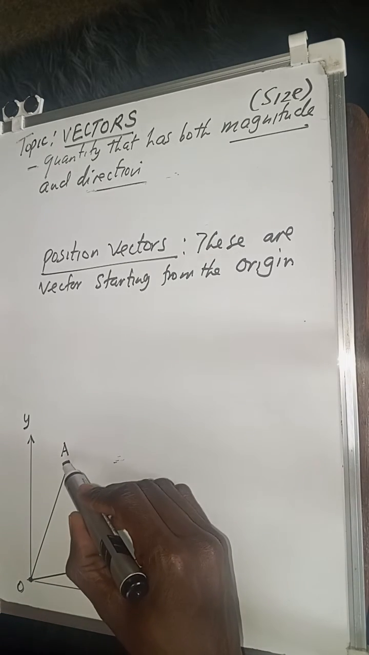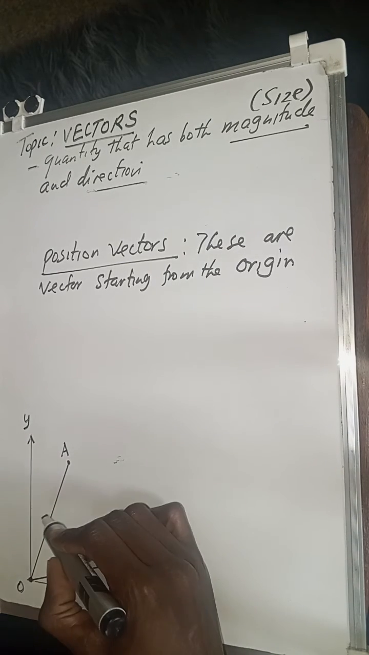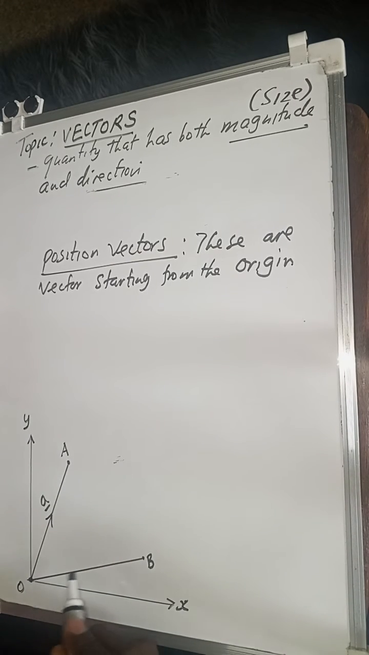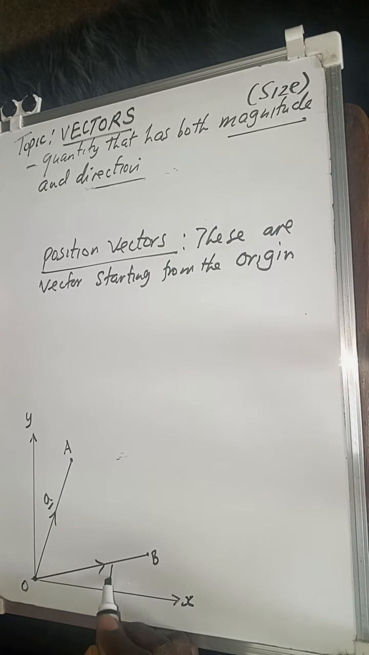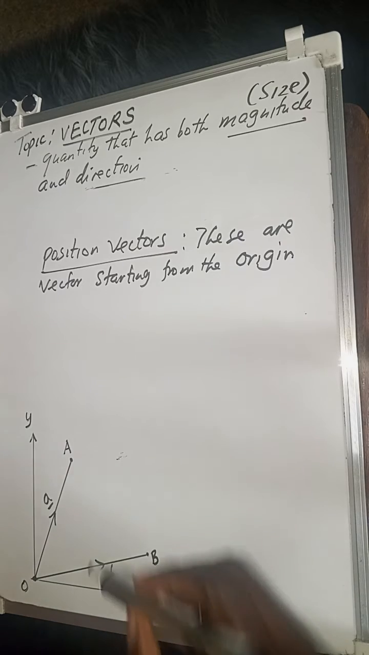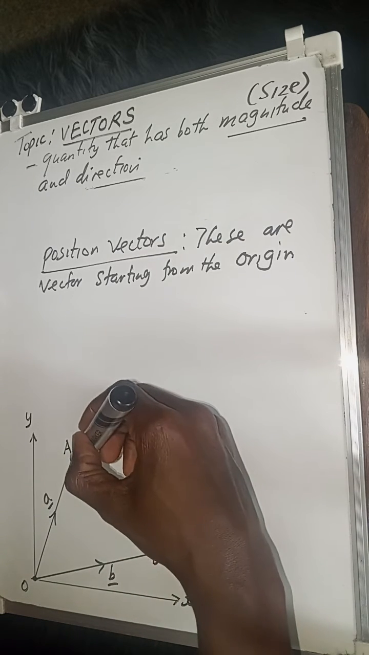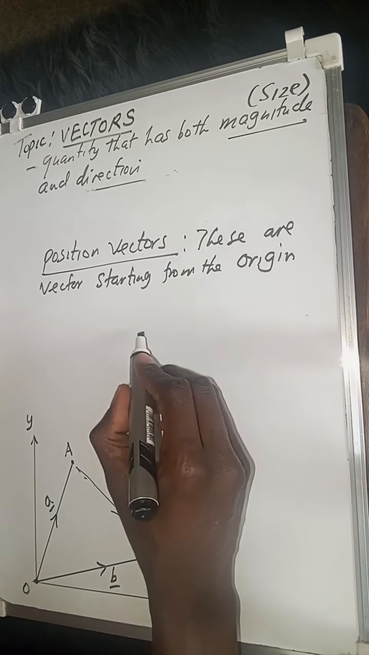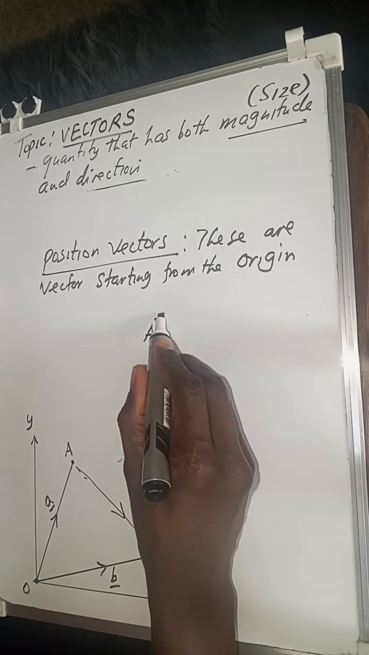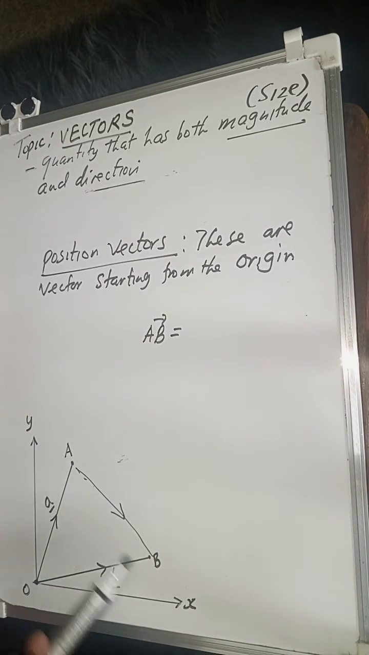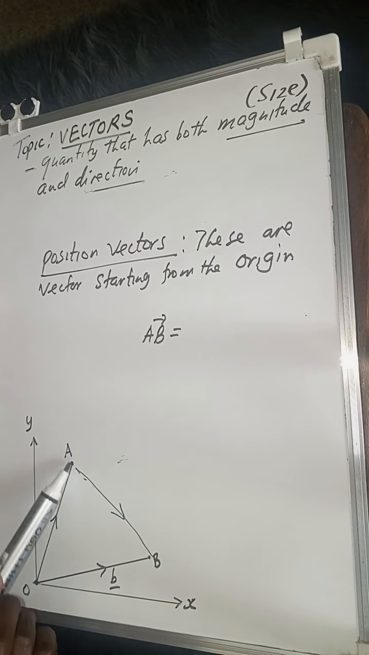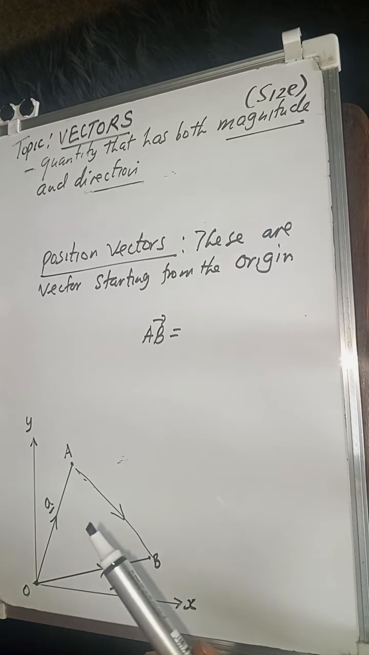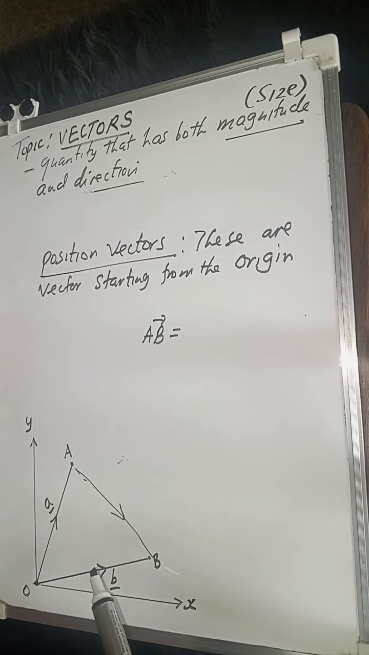So let's say we have a point A, and from O to A, when you draw a line, let's say it is represented by vector A. From O to B, let's say that it is represented by vector B. Then they want you to move from A to B. How can you find from A to B? Remember, you can only move where you have a road, you have a vector, so to say. That's why you can move.